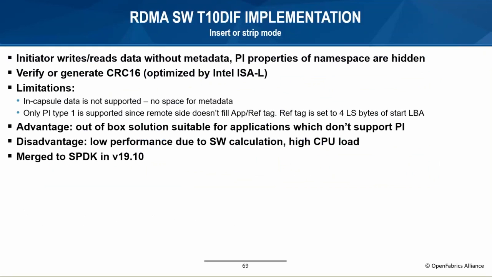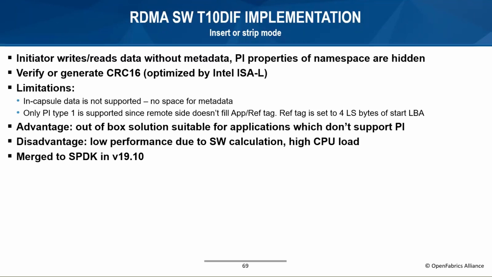The current implementation of SPDK diff-insert-to-strip mode uses software CRC16 calculation optimized by the Intel ISA-L library. And this implementation has several limitations. The first one is that encapsulated data transfer is not supported, since it is impossible to insert metadata without additional memory copies. And encapsulated data transfer is a mechanism which allows the initiator to send data together with the NVMe-oF capsule. It is used in write operation.